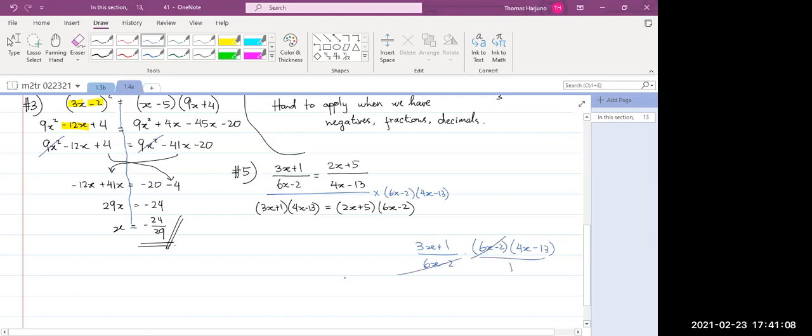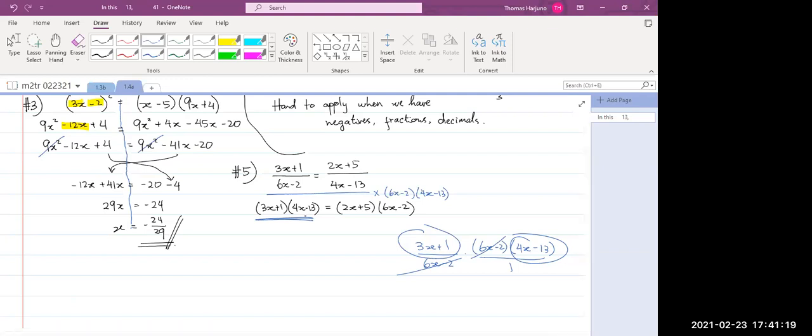This cancels, right? And we get this guy times that guy. You see that? Okay. So no, I'm not saying that cross multiplying is wrong. No, that's not what I'm saying. I'm saying that yes, we actually do cross multiplying, but do you know why cross multiplying works?